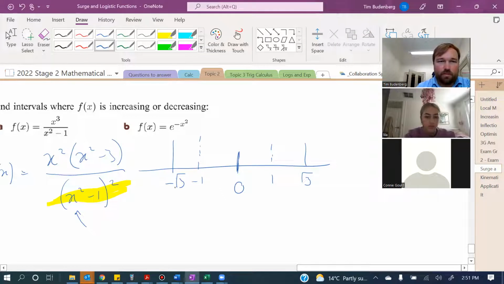And then you have to do the laborious process of substituting in values here, trying to figure out if they're negative or positive. Okay. Cool, that makes sense.